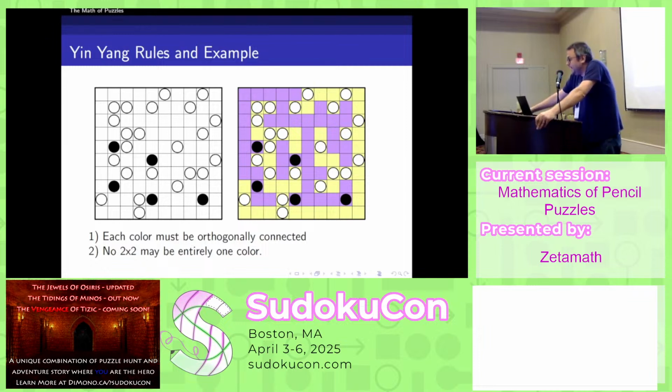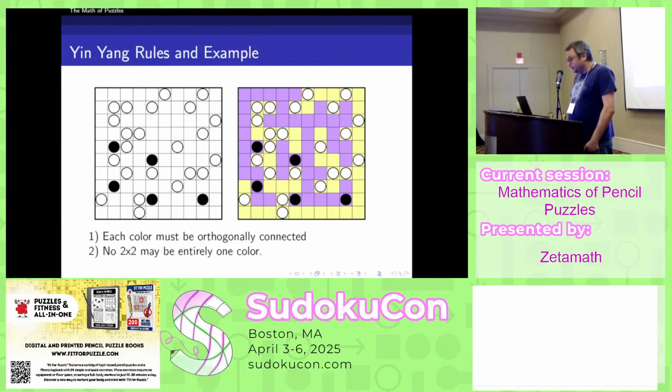Let's give you a better example here. So here are the rules of yin-yang. And the convenient thing about yin-yang is that it has only 2 rules. So one of them is that each color has to be orthogonally connected. And in this case, I've matched the white dots seemingly with yellow and the black dots with purple, but whatever colors you happen to like. And you're not allowed to have any 2x2 be monochromatic. So every 2x2 needs to have both a yellow square and a purple square in it.